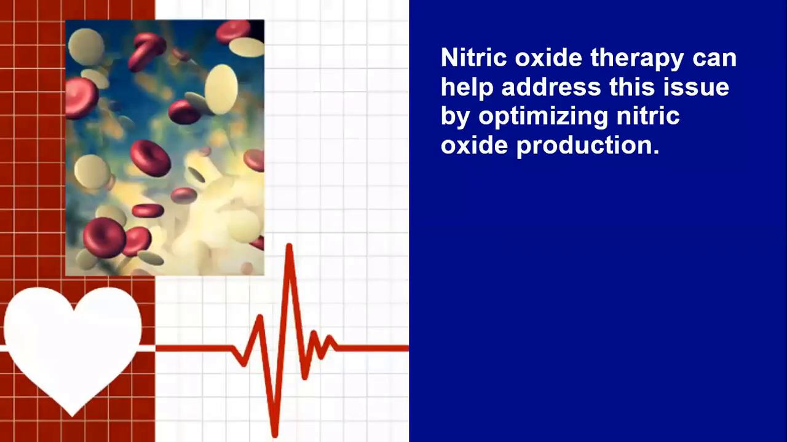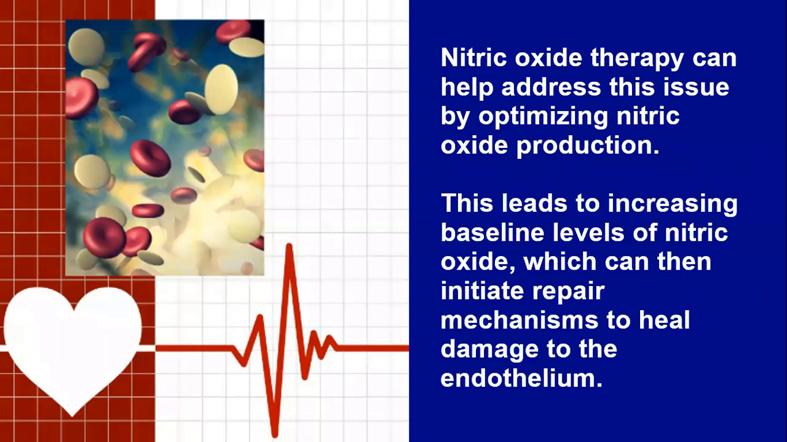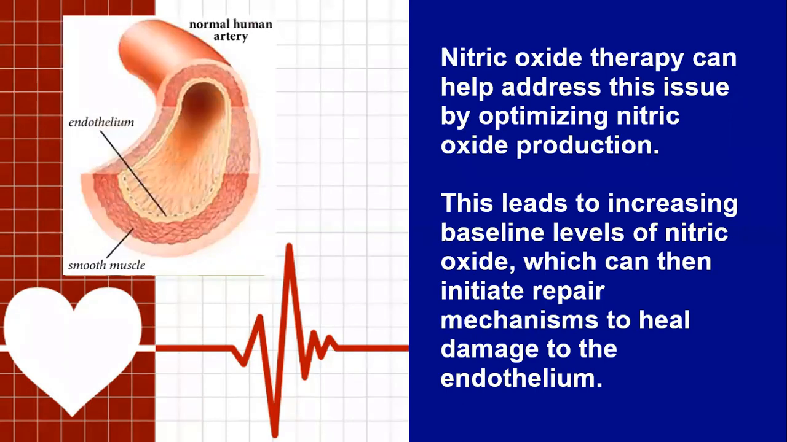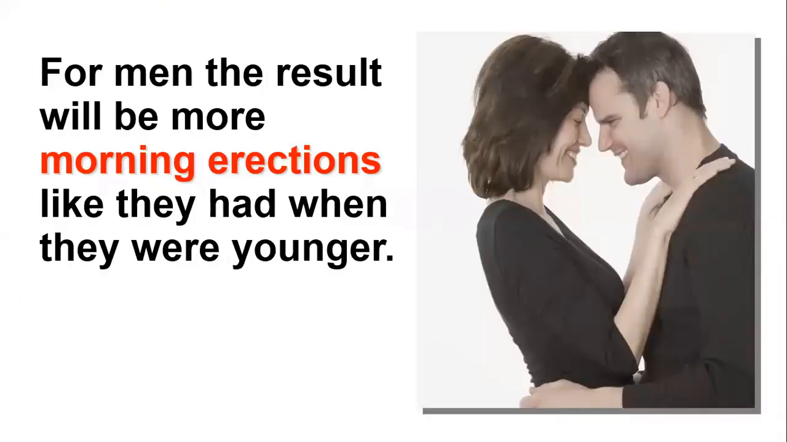Nitric oxide therapy can help address this issue by optimizing nitric oxide production. This leads to increasing baseline levels of nitric oxide, which can then initiate repair mechanisms to heal damage to the endothelium. This returns more of this tissue back to a healthy functioning tissue, producing more nitric oxide. For men, the result will be more morning erections like they had when they were younger.